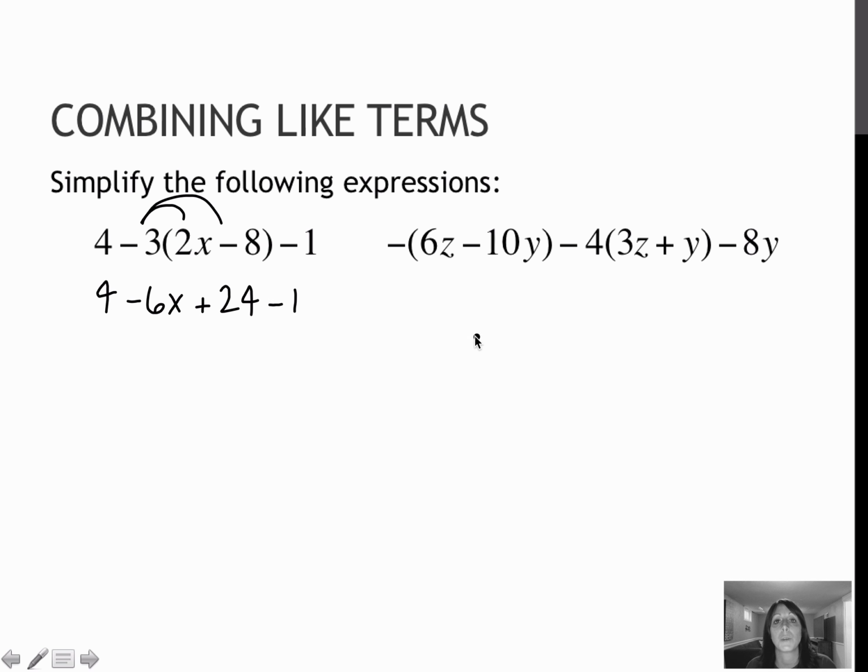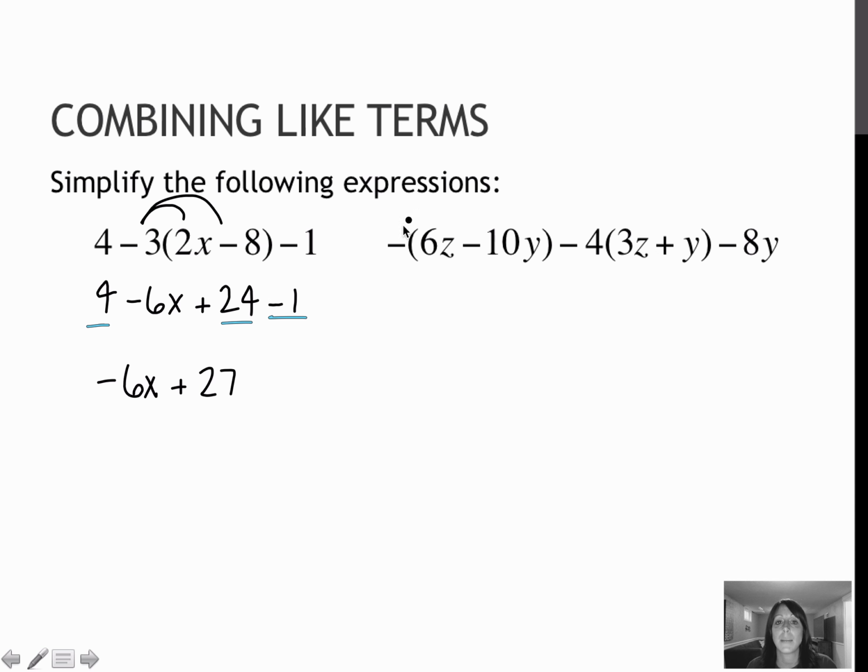And notice I'm just going to rewrite that -1. Now in terms of like terms, what I'm looking for is values, again, that are the same. So those three that I've just underlined in blue are like terms. This -6x does not combine with anything else. So that gives me -6x. And then 4 and plus 24 is 28, minus 1 is 27.